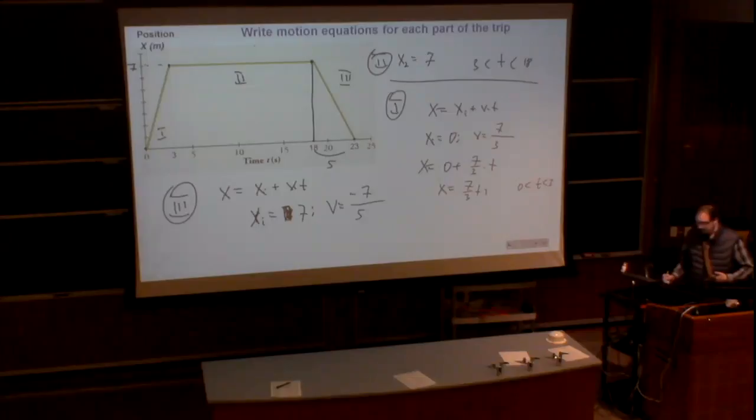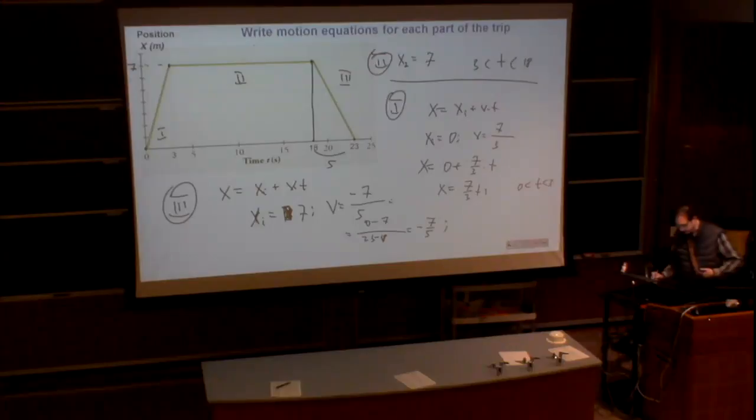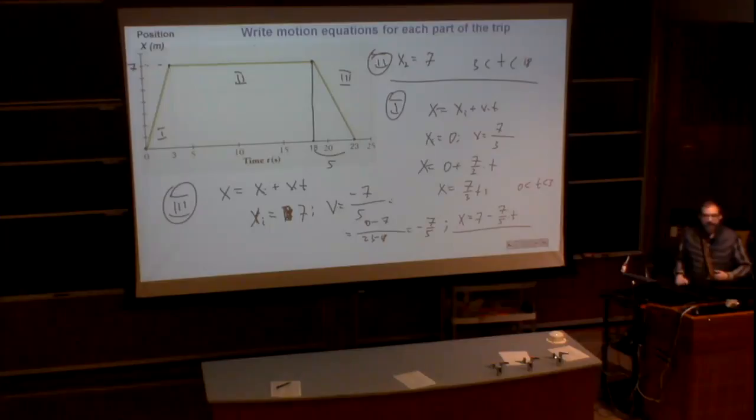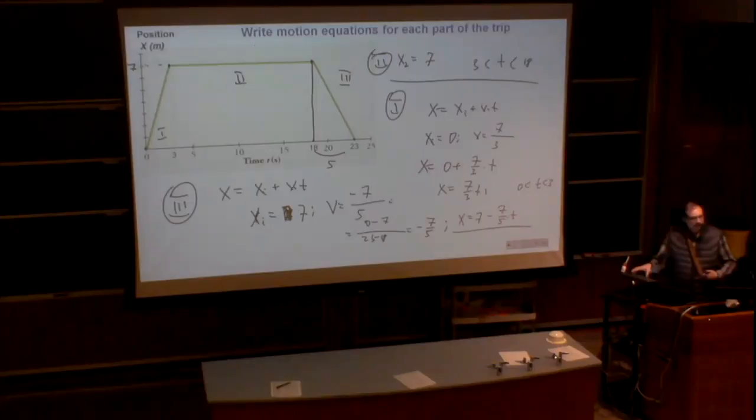Or you can just literally follow the definition. So it should be equal to 0 minus 7 divided by 23 minus 18. That's automatically negative. And the equation is x equals 7 minus 7 over 5 times time. That's the motion equation for the third part of the motion. Same equation, but it has to be applied to each individual part of the graph. Any questions?